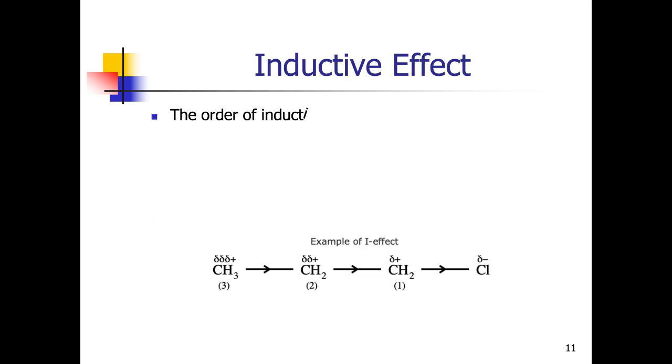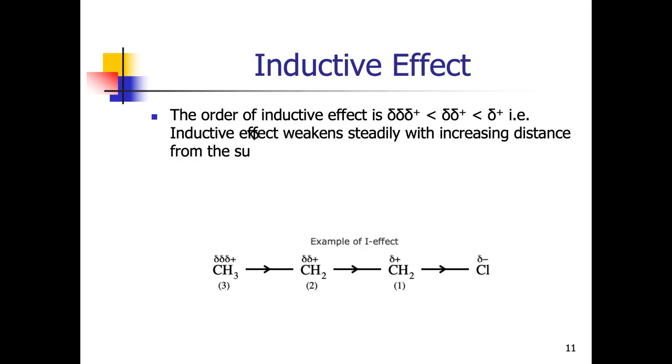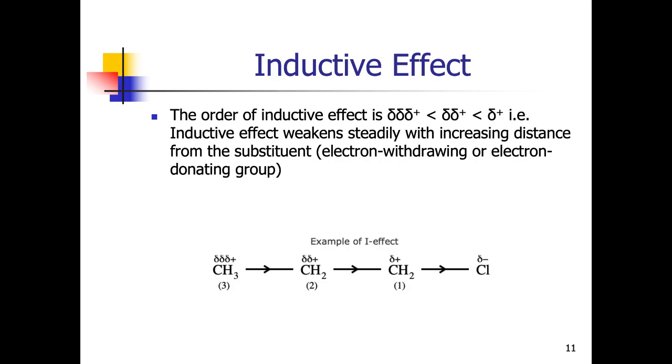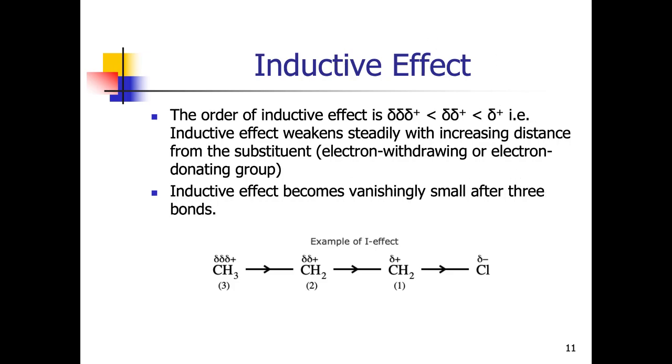The order of the inductive effect is 3 delta plus lower than 2 delta plus lower than delta plus. The inductive effect weakens steadily with increasing distance from the substituent, electron withdrawing or electron donating group. The inductive effect becomes vanishingly small after 3 bonds.